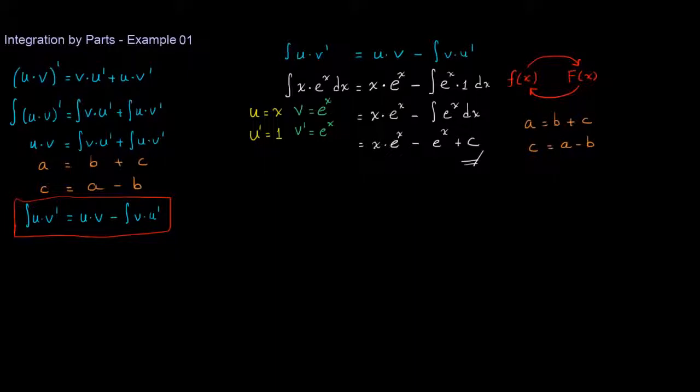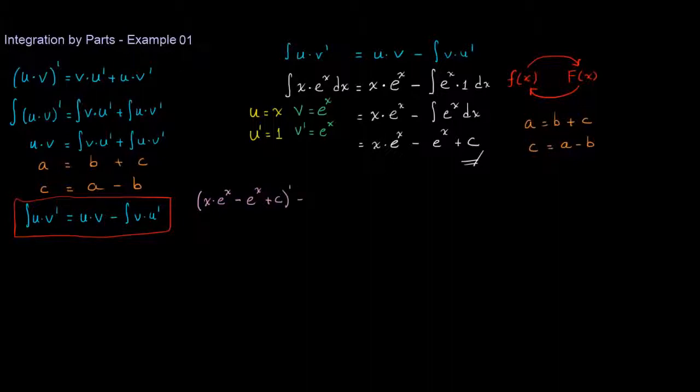But now let's prove it to be right. If everything that we've been listening to the past minutes is true, if I take the derivative of this expression, I should get to where we started, which is x times e to the x. So I'm going to do it down here. Let's see if we are right. It's going to be the derivative of x times e to the x minus e to the x plus c.